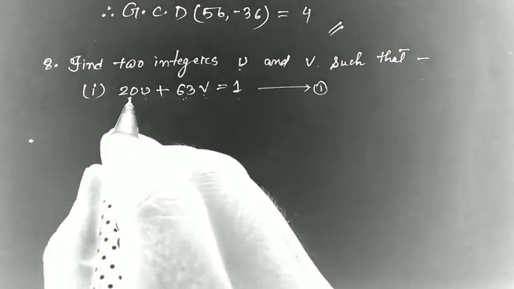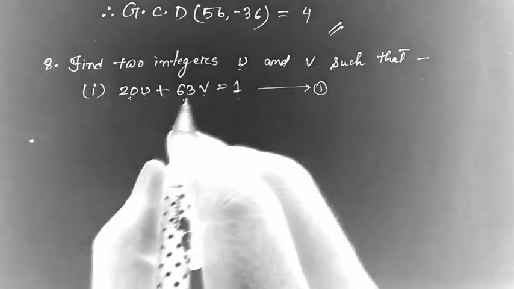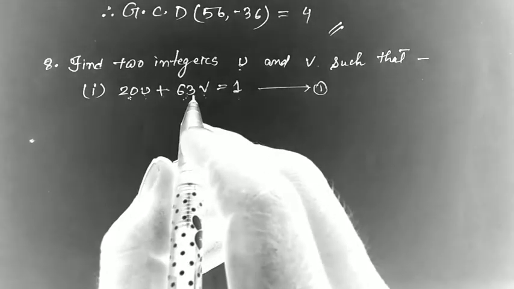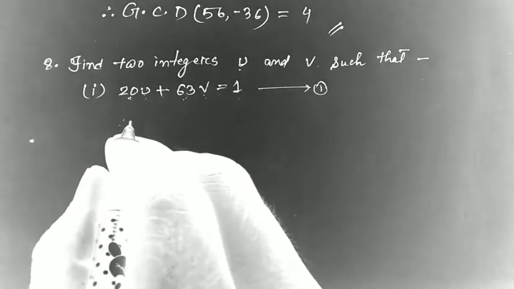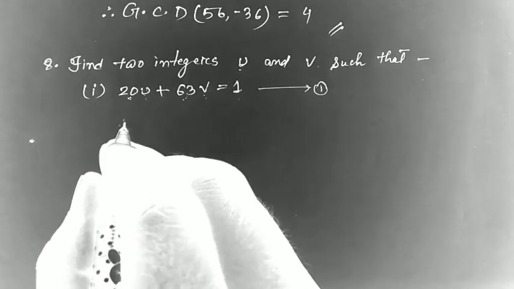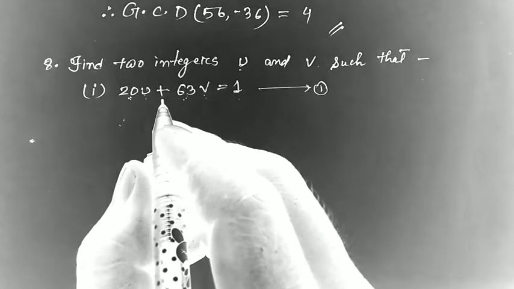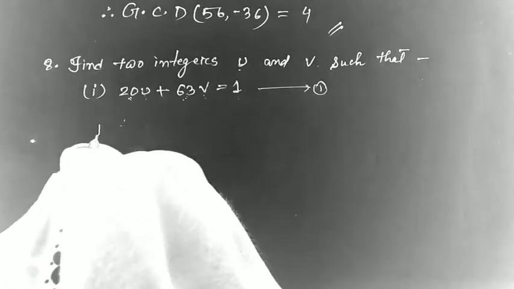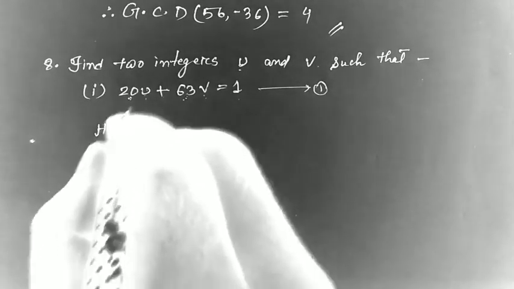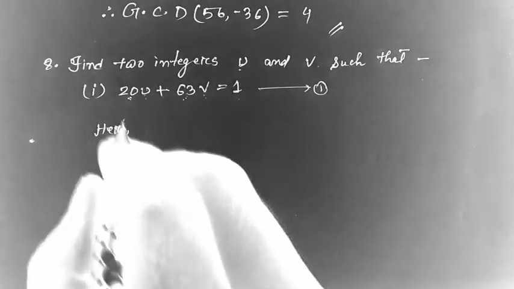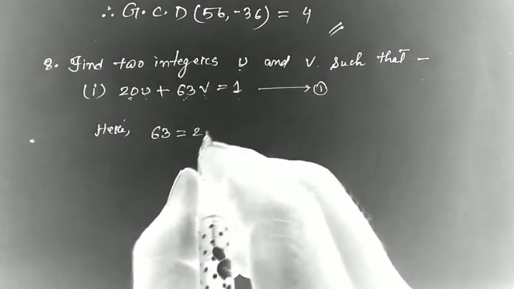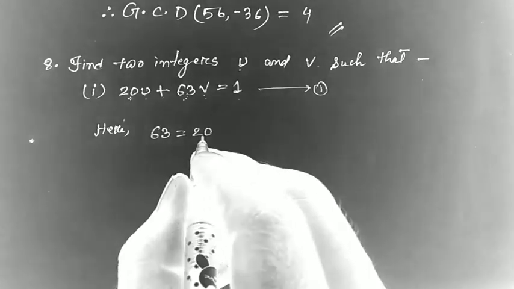That means the highest common factor or greatest common divisor of two integers can be written in this form. So here also, in question number 8, the same thing is done. It can be written as ax plus by is equal to d, where d is the greatest common divisor.